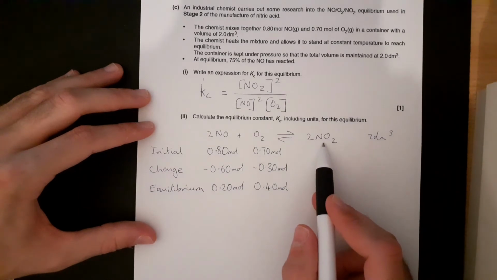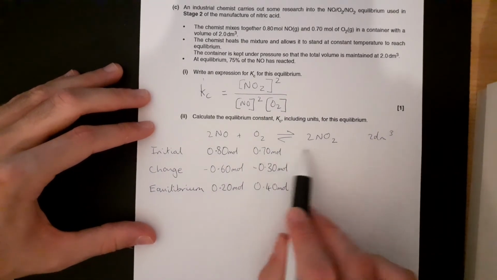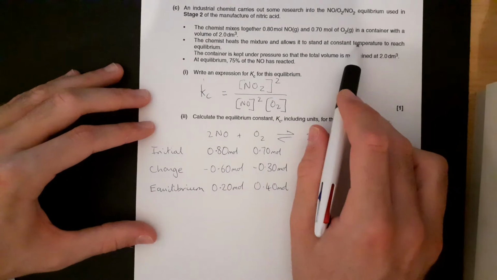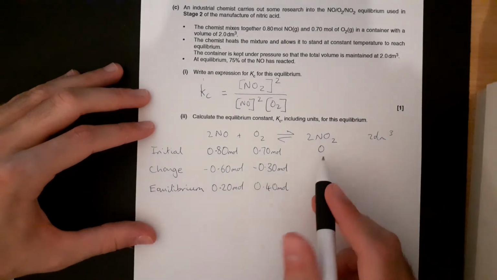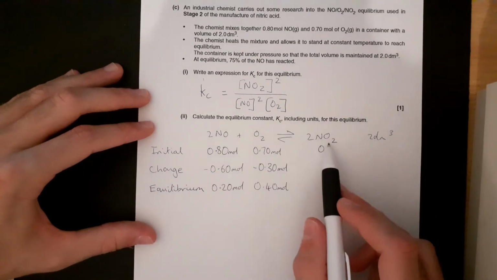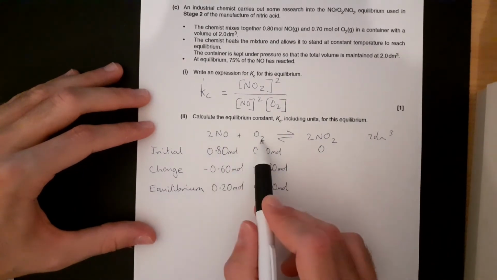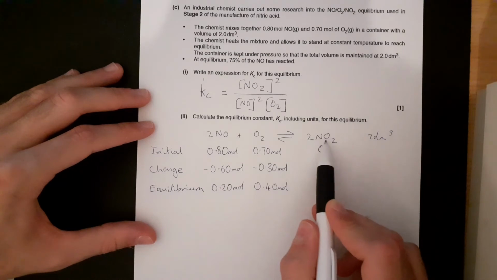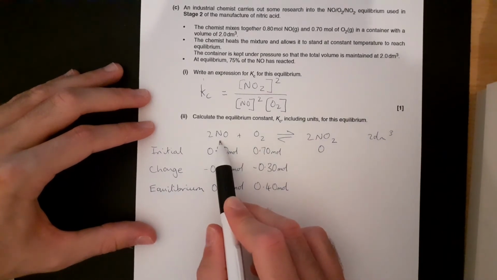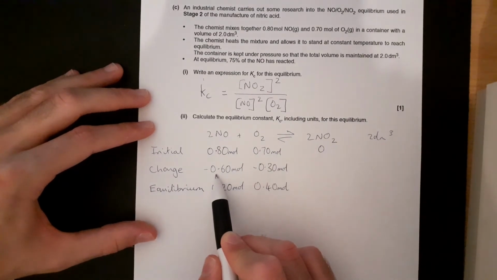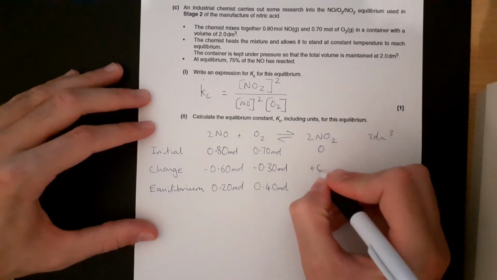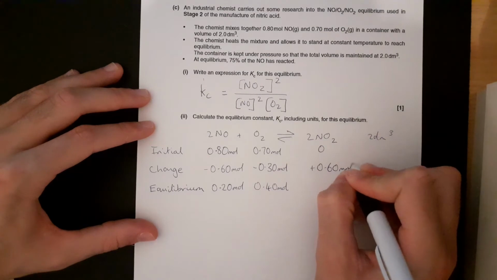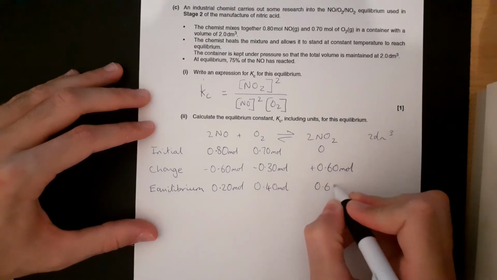What's going on with the NO2 here? Well, it doesn't say anything about how much NO2 I had at the start, so we have to assume that we had no NO2 at the start. And then to work out the change, again, we're going to apply the ratio. We've got a 2-to-1-to-2 ratio, so the NO2 should change by the same amount as the NO. So the NO went down by 0.6. NO2 is the product, so it's going to be plus 0.6. And so we're going to end up with 0.6 moles at equilibrium.